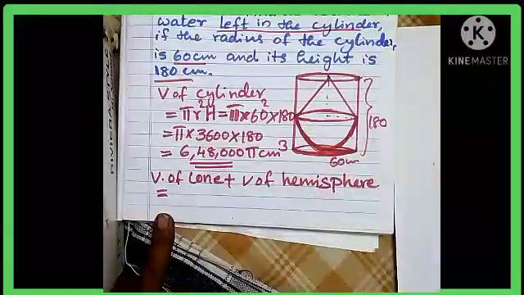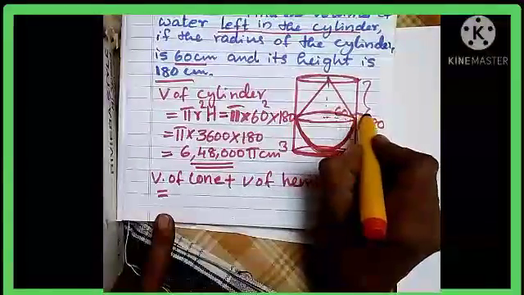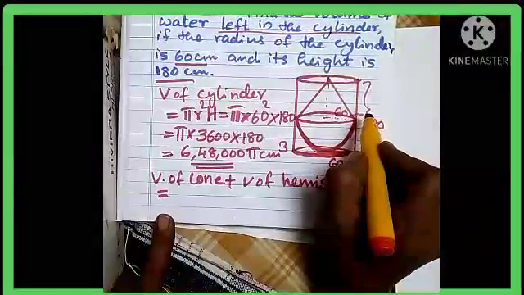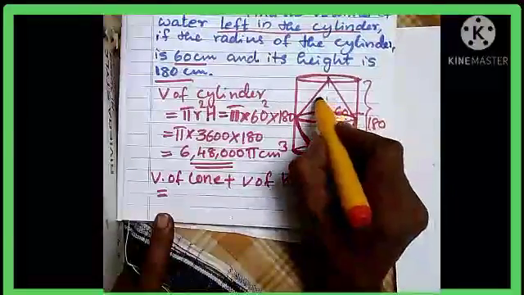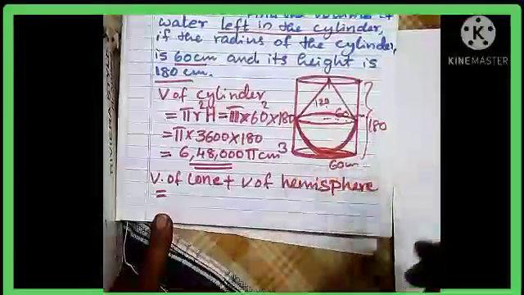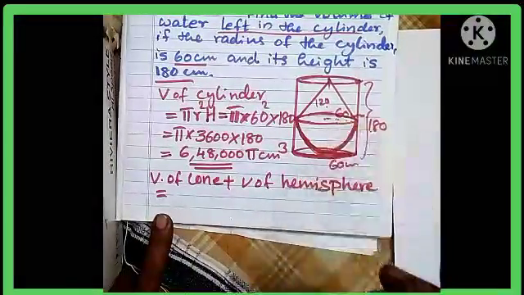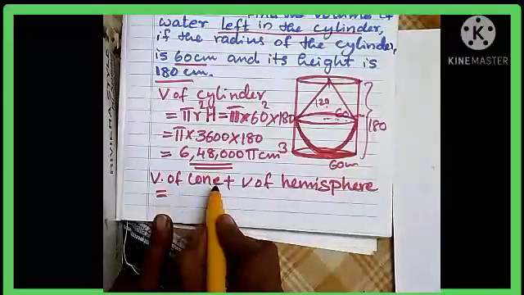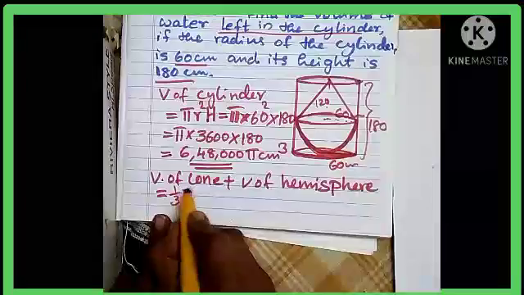And the measures are given. The radius is given as 60 centimeters. And also the height of the cone is given, 120. And the hemisphere has only one measure, its radius, 60. Understand? So we are finding the volume of cone.